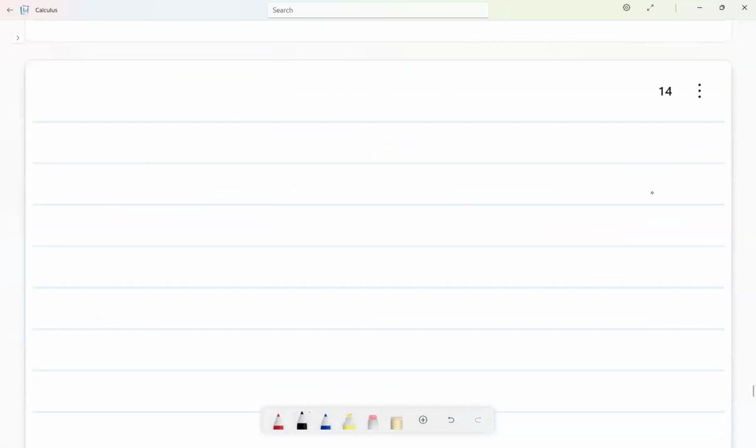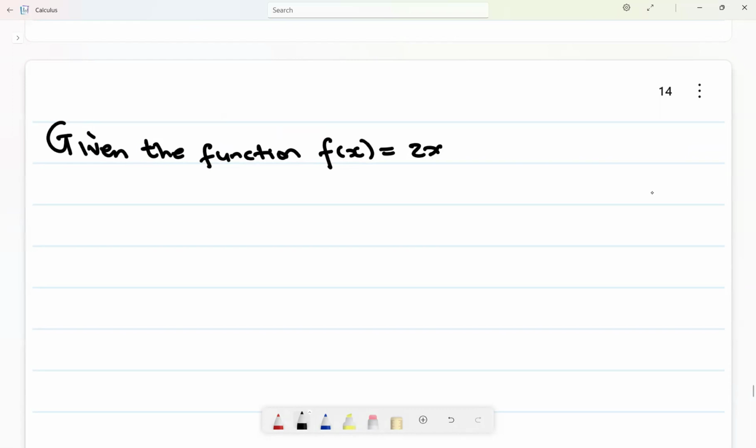Let's say, given the function f of x is equal to, let's say, just keep it simple, 2x squared minus 4. Okay.